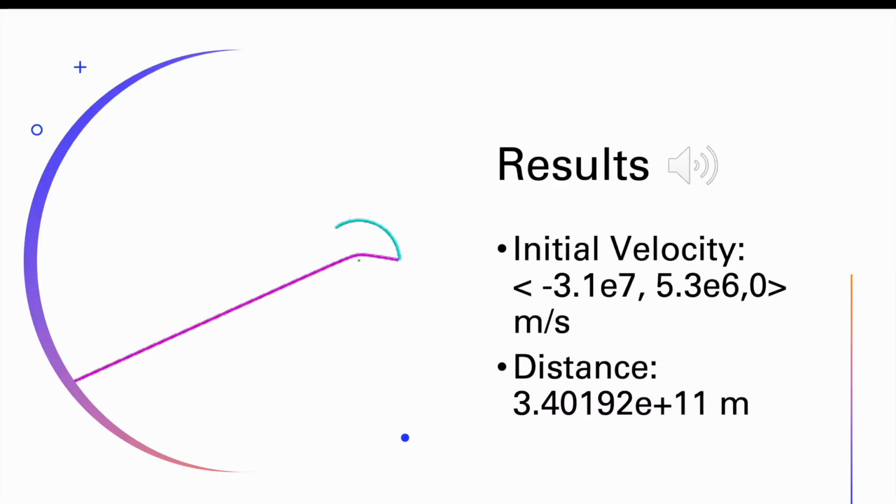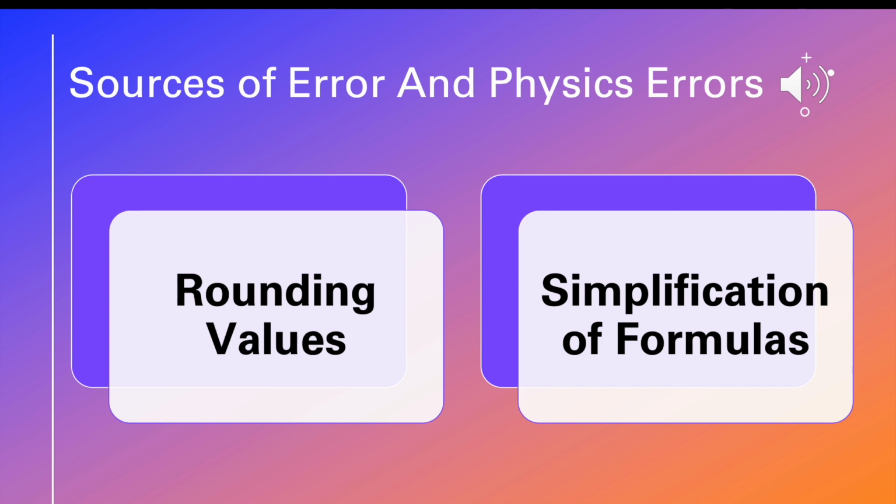The results that we concluded were that the initial velocity is negative 3.1 times e to the 7 in the x coordinate and 5.3 times e to the 6 in the y coordinate, with a distance from orbit of 3.40 times e to the 11th power. Because of the nature of this lab, you can only have 2 types of errors: rounding values and simplification of formulas, where a formula does not encapsulate the whole essence of the situation.